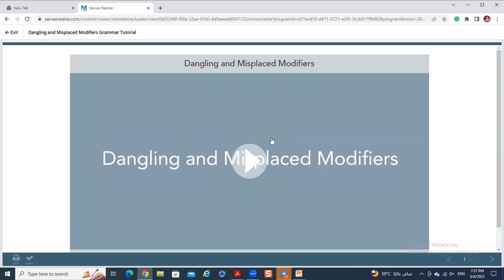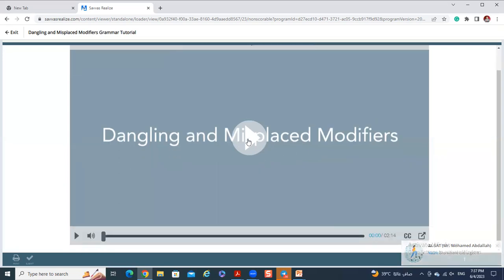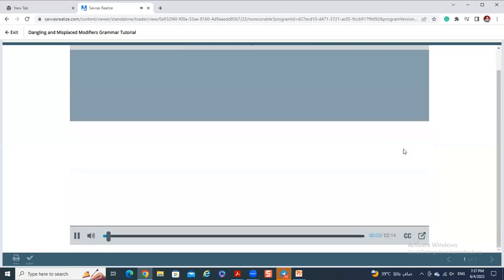A gerund acts as a noun. It's not with us here. Like, "Driving a car is my hobby." Driving a car here is a noun. It's not a participle. It's not a modifier. Take care of that. And we talk about the misplaced. Let's talk more about dangling and misplaced modifiers.